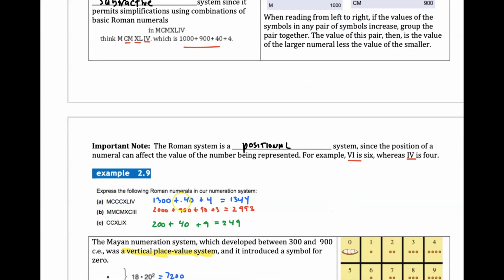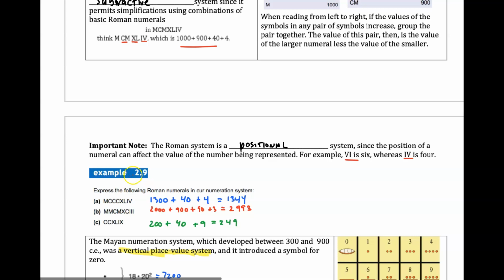And then there are some examples here. Take a look. You have example 2.9 here. Here are 3 Roman numerals and then the amounts that go with them. And again, notice on some of them we have the subtraction going on. So how you group them becomes important there.